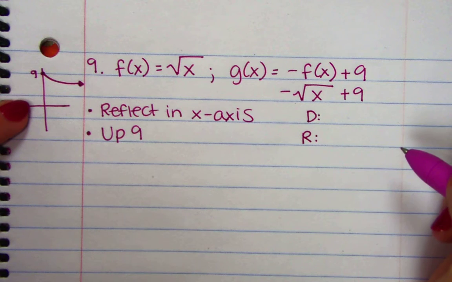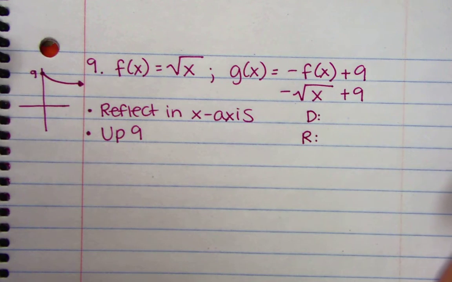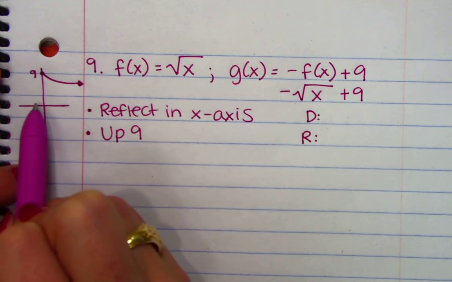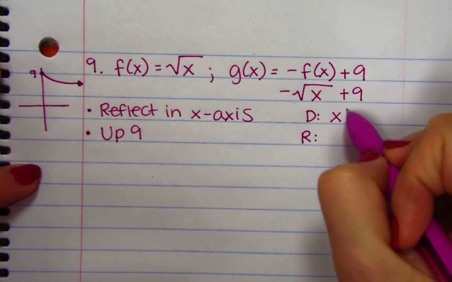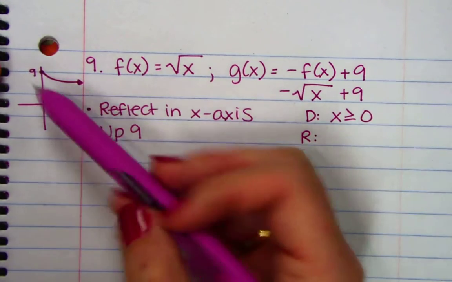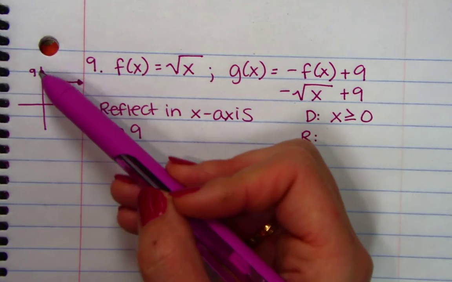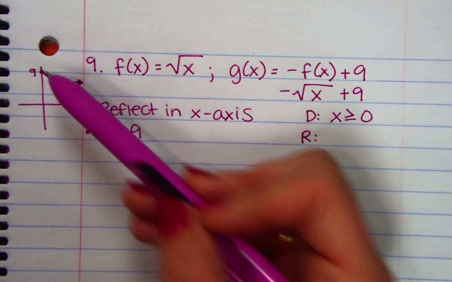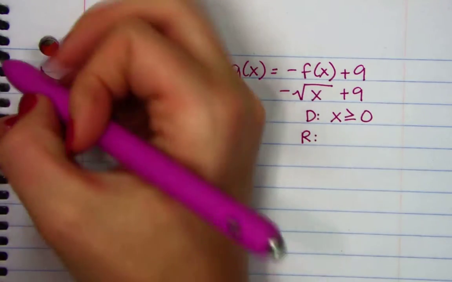Okay, so my domain is the x-axis, right? Well, it's starting at 0 and going right, so it's still going to be x is greater than or equal to 0. Okay, because remember, this is 9. It is on the dot, but that is a y value of 9. This point is 0, 9.